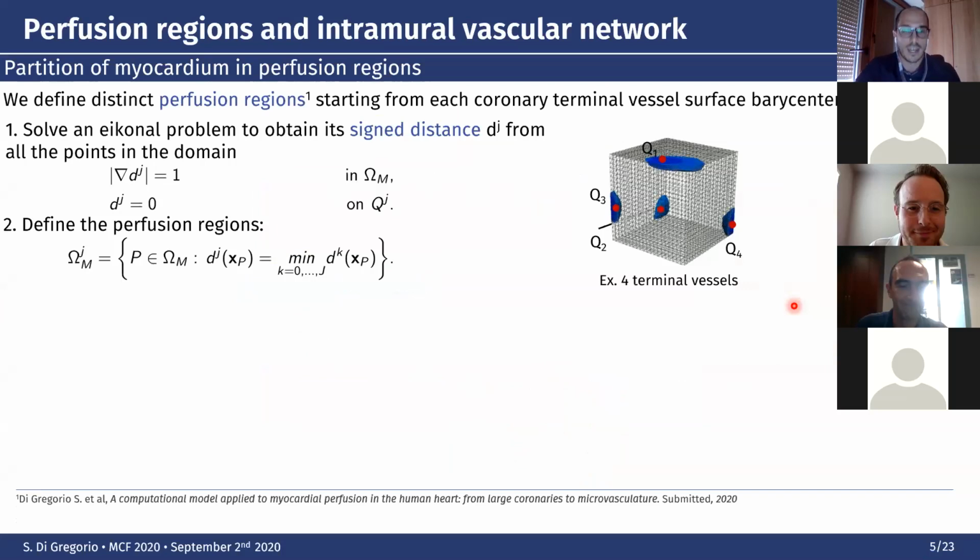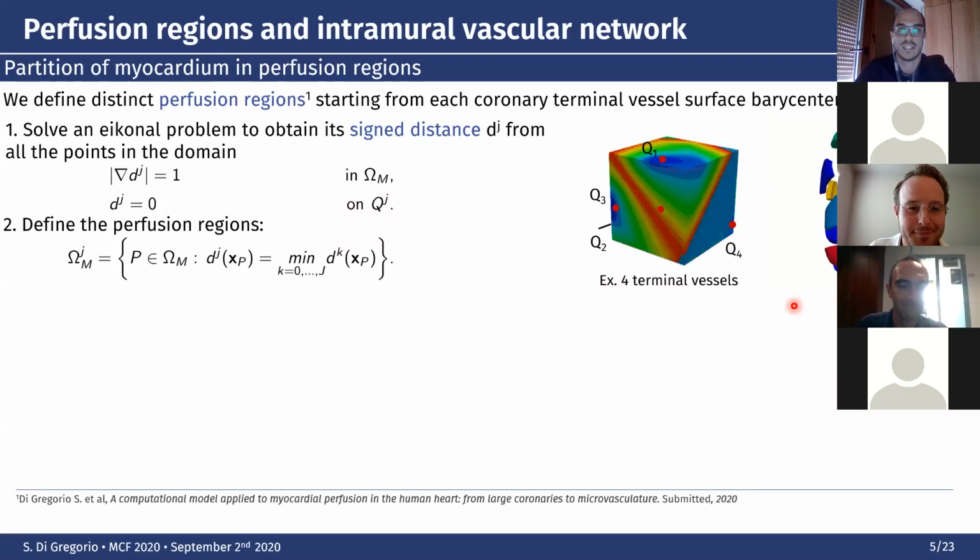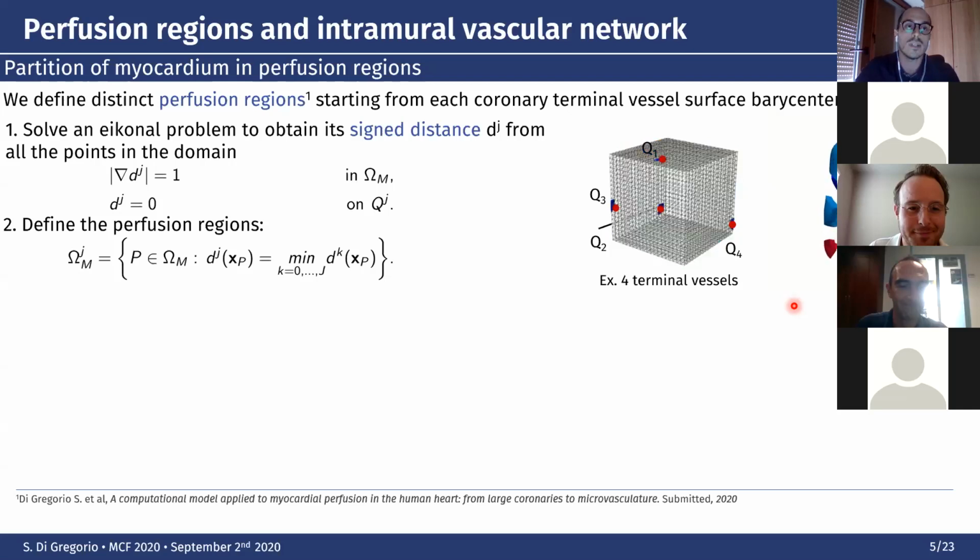Then we define inside the myocardium the perfusion regions, that are the territories of the myocardium that are fed by distinct epicardial coronary arteries. So we start from the terminal vessel of the epicardial coronary network, and we solve an eikonal problem to compute the distance of the terminal outlet from all the points inside the myocardium. And then we define the perfusion regions as the set of the points whose distance from the terminal outlet is the minimum among all the distances.